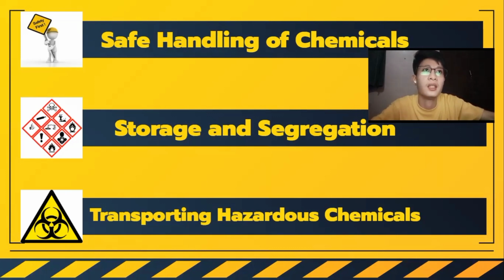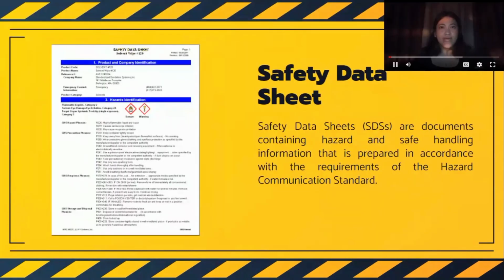Regulations and guidelines such as the United Nations Model Regulation for the Transport of Dangerous Goods provide guidance on proper transportation practices, including packaging, labeling, and documentation requirements. Transport vehicles should be properly maintained and equipped with safety features like fire extinguishers, spill kits, and emergency response equipment. Drivers and handlers should also be trained on the specific hazards and risks associated with the chemicals being transported and be aware of emergency response procedures in case of accident or spills.